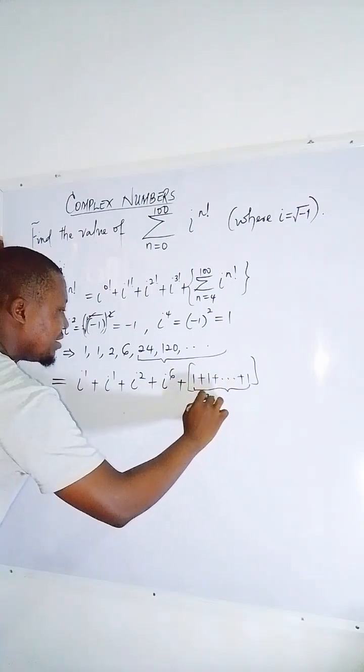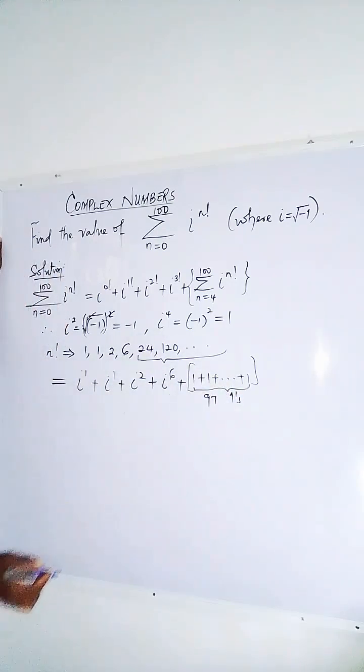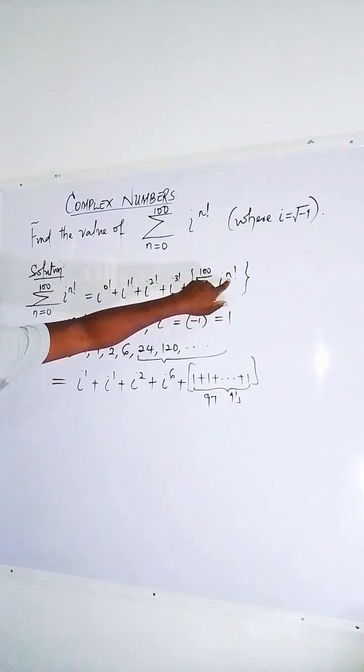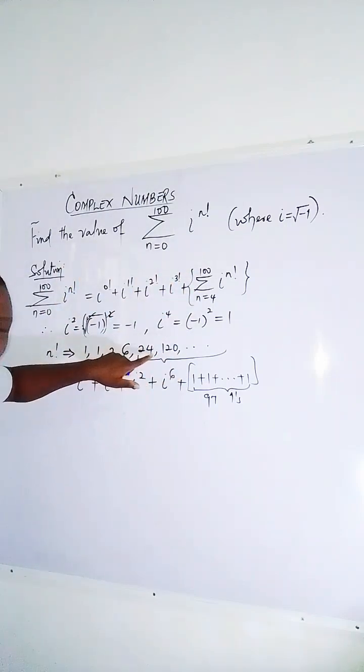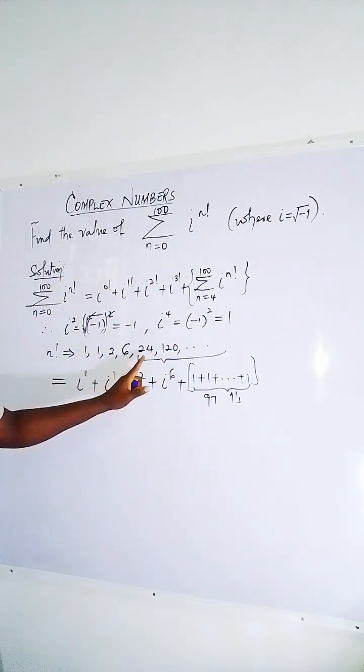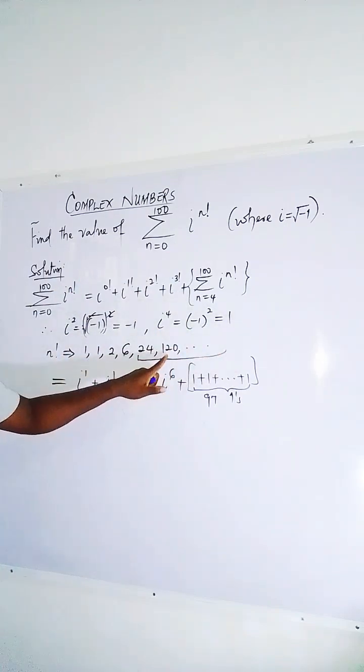Plus 97 ones. Okay, because those are the terms, because n factorial here is starting from 4 factorial, 5 factorial. These are multiples of 4. So that means that i raised to power 24 is 1, i raised to power 120 is 1.